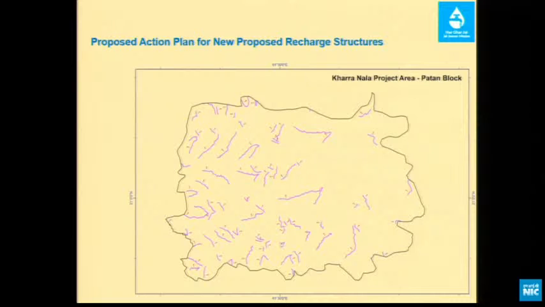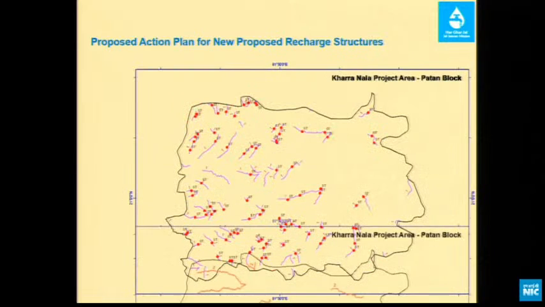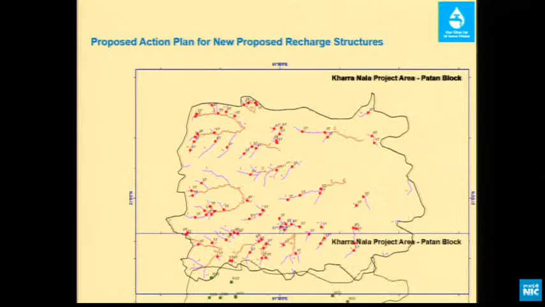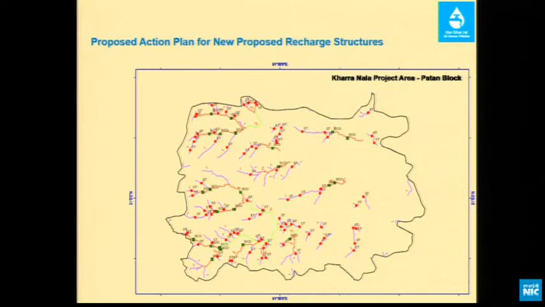One is for the defunct tube wells. One is for the desilting, dredging, and renovation of the existing water bodies. And third is new structures. And fourth one is afforestation in the forest area. So these are the action plans that have been developed.